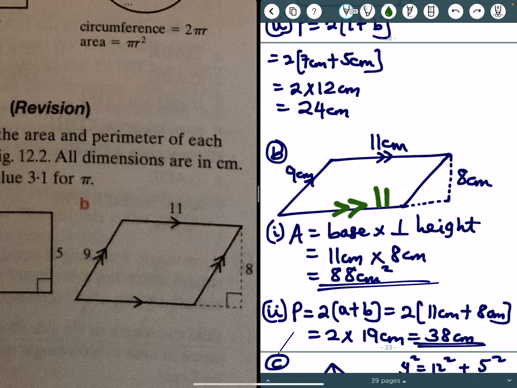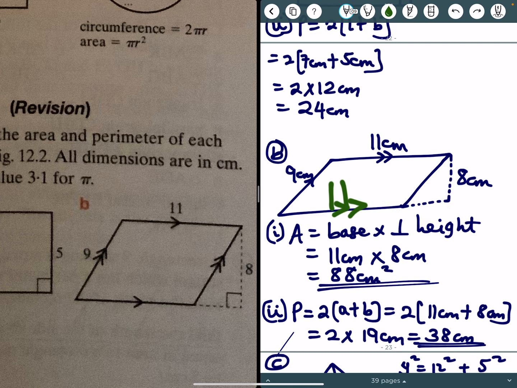So if you take this side as the base, this is now the what? If you take this side as the base, this is now the height. So you do base times perpendicular height. Just note that whatever base you are using from the parallelogram must be perpendicular to the height. Sometimes the height is given on the outside of the shape like this, and sometimes the height is given inside the shape. So whichever one it is, just use a base that's perpendicular to the given height.